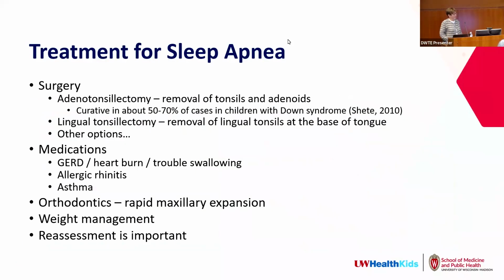So treatment. Probably the most common, and we kind of talked about, is removal of tonsils and adenoids. The cure rate of obstructive sleep apnea is about 50 to 70% of children with Down syndrome when they take the tonsils and adenoids out for curing obstructive sleep apnea. There's also lingual tonsillectomy, but I'll probably leave that more to Dr. Keeley to talk about. And that's another surgery. And there are other surgeries, and Dr. Keeley's following me, so I did not list all of those on this slide.